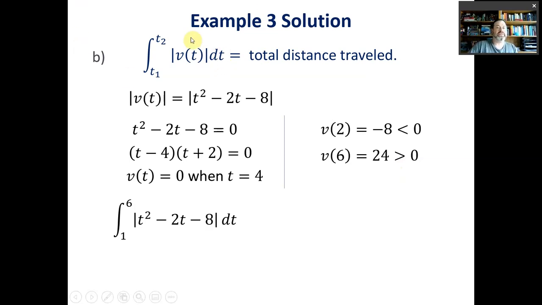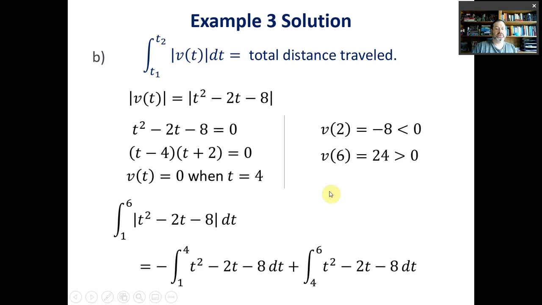Now, I rewrite this with the absolute value. I know it's negative on the interval 1 to 4. I know it's positive on the interval 4 to 6. So look at what I did here. I split it into two integrals, 1 to 4 and 4 to 6. The positive one I don't mess with at all, where the particle's moving forward.